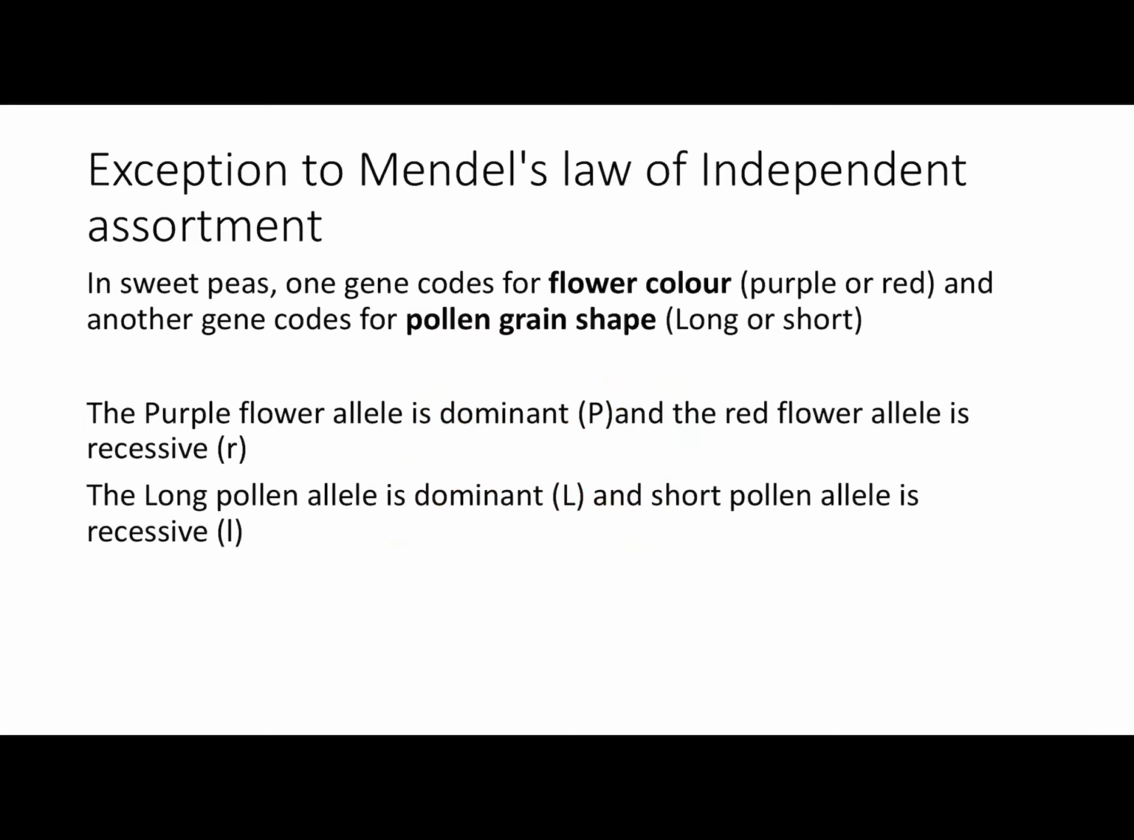Okay, so this was discovered in 1905 by three scientists called Bateson, Saunders and Punnett. Yes, he was the same person who actually developed the Punnett square. And they were doing some breeding experiments with sweet peas, looking at two different genes, one for flower colour, where flowers could either be purple or red, and the other looking at pollen grain shape, which could either be long or short. They knew from breeding experiments that the purple flower was dominant over the red flower, and the long pollen was dominant over the short pollen.